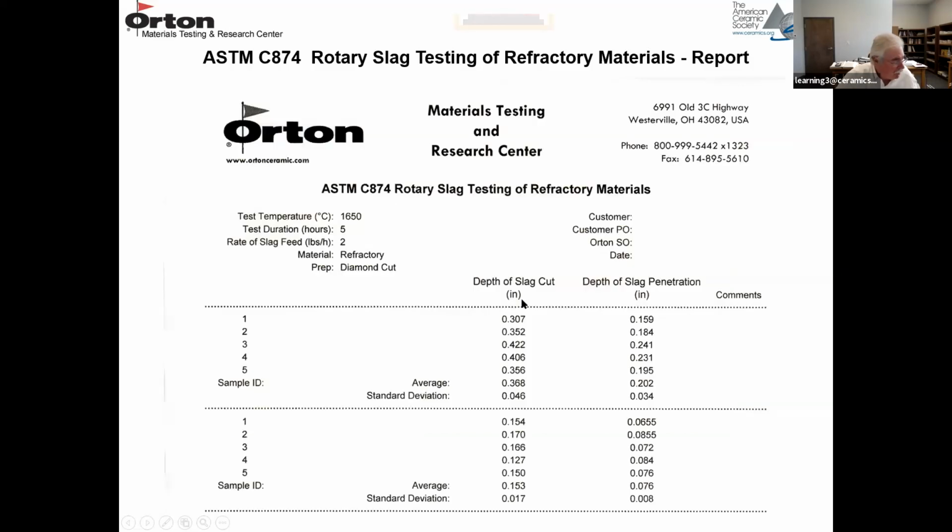So the test report looks something like this. The test temperature here was 1650 degrees C. The test was run for 5 hours, and they were feeding in 2 pounds of slag per hour. Five samples were measured. I don't know why the control sample wasn't reported here, but they measured the depth of slag cut, 0.307. So there was a slag cut.